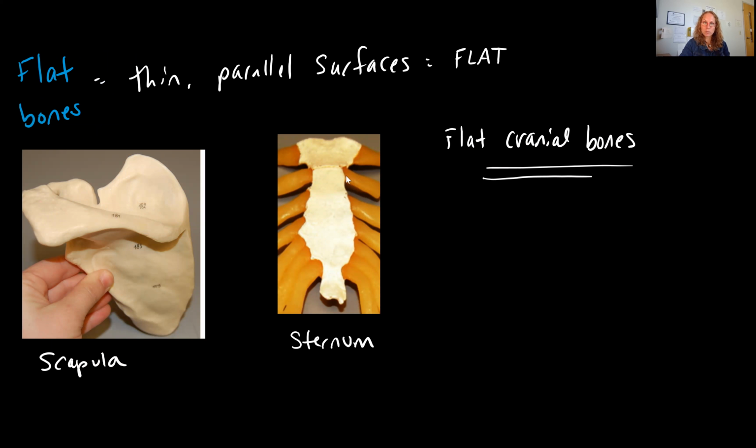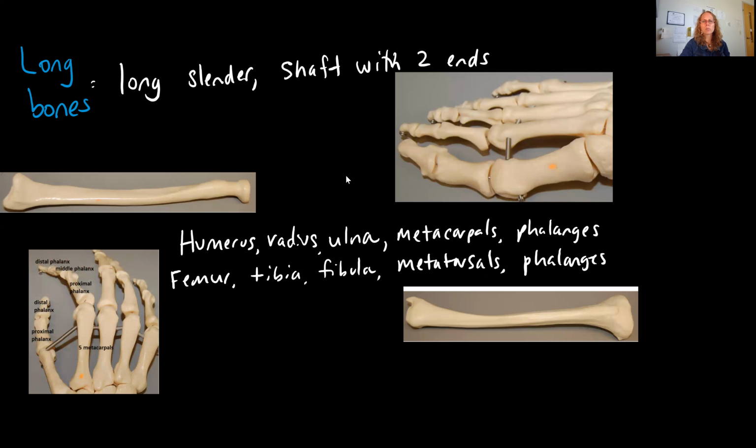There are flat bones. So these are thin. They have parallel surfaces. Think of all of your flat cranial bones. So that's your frontal, parietal, occipital, temporal bones. Also your sternum and your scapula would also be examples of flat bones. Long bones are probably the most common type. So these are long and slender, and they have a shaft, which is the long part of the bone, with 2 ends on that bone.